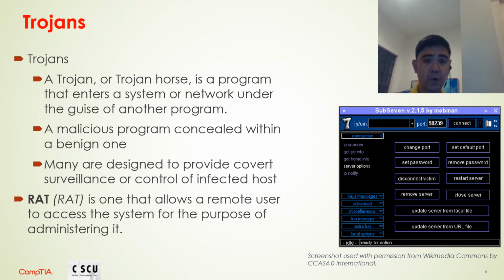A Trojan is a program that enters a system or network under the guise of another program. A Trojan horse may be included as an attachment or as part of an installation program. A RAT, or remote administration tool or Trojan, is one that, as the name implies, allows a remote user to access the system for the purpose of administering it.